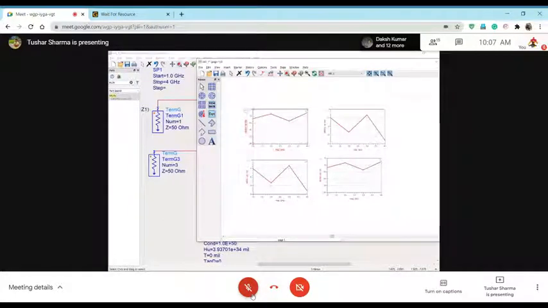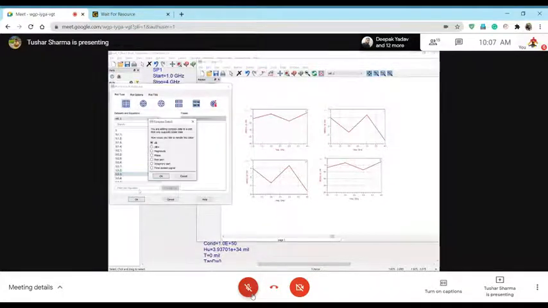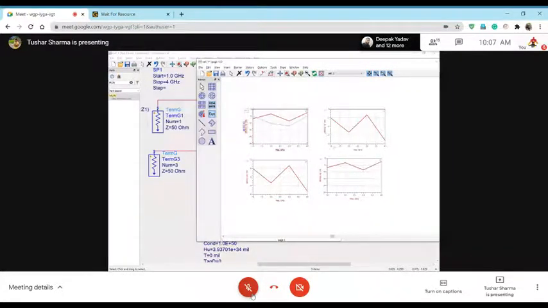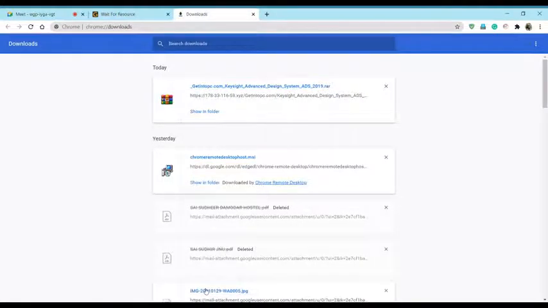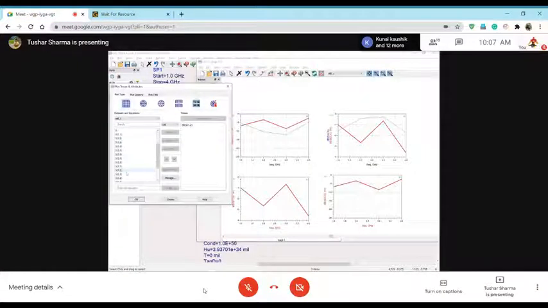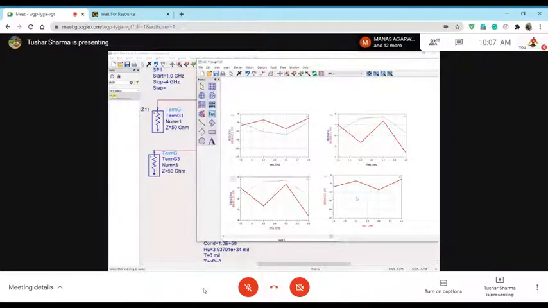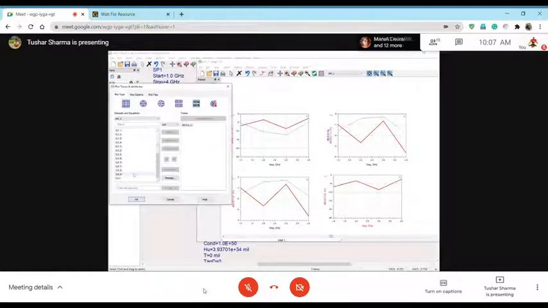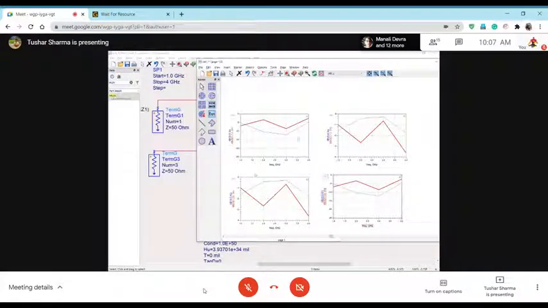So now let me try to put S33 here. Okay. S43. Okay, what will be the equivalent of S12? S34. And then what will be the equivalent of S22? S44. So all of them are different because of two reasons.